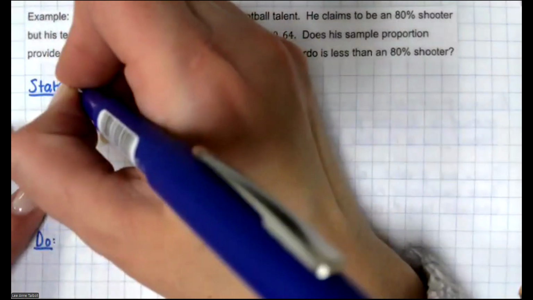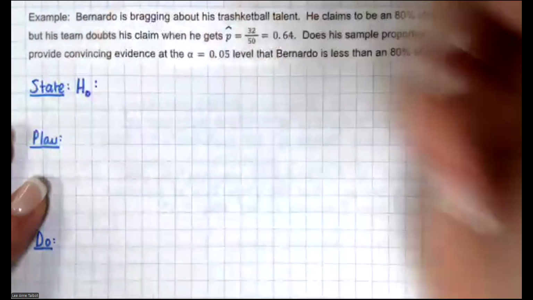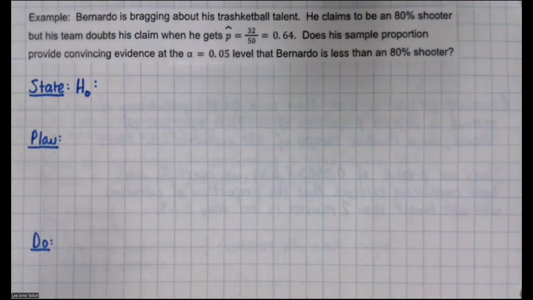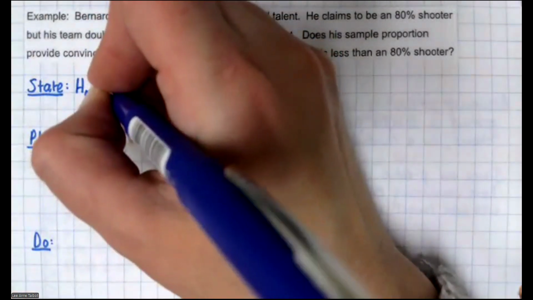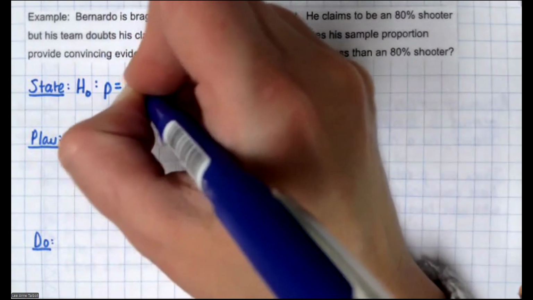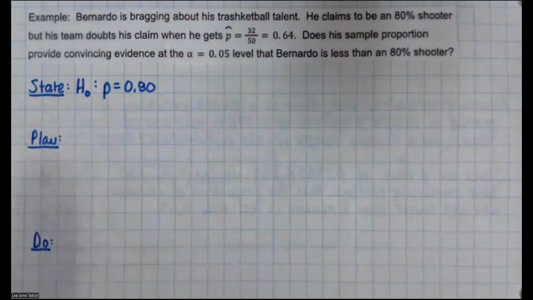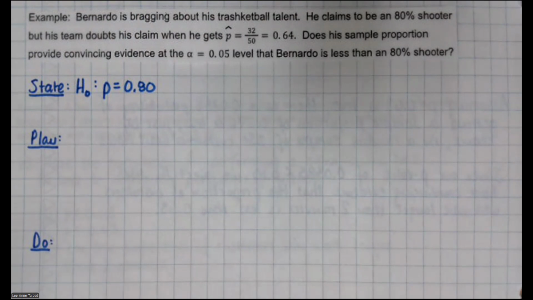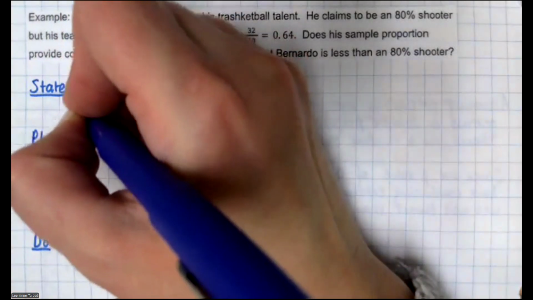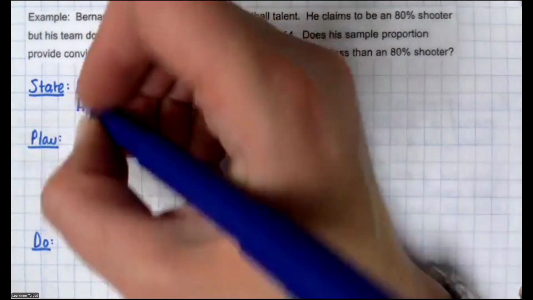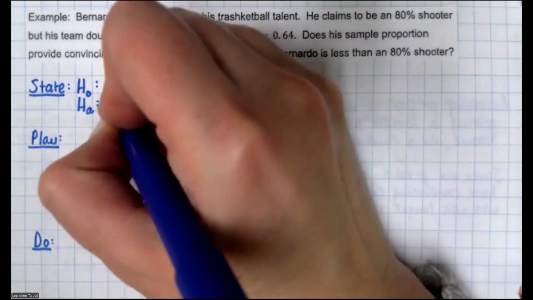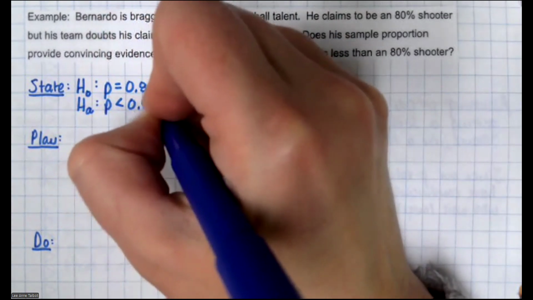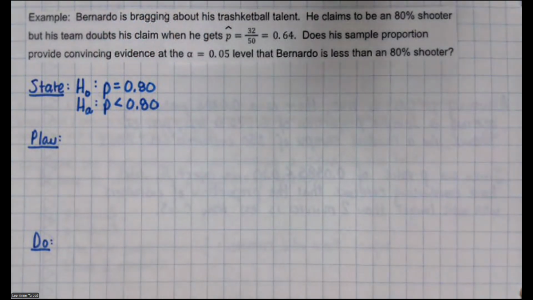Okay, here we go. It's your first FRQ. H0 always has an equals. And in this problem, we're working with proportions. So P equals 0.80. That is, nothing's happening. Nothing weird's going on. We believe him. It's innocent. However, his team suspects that he's actually less than an 80% shooter.